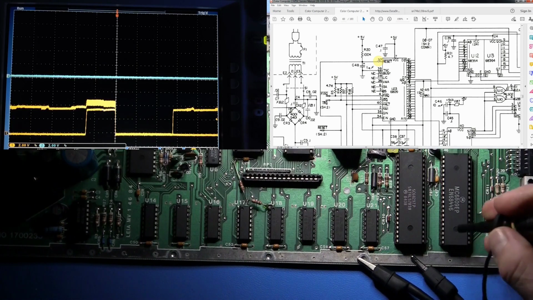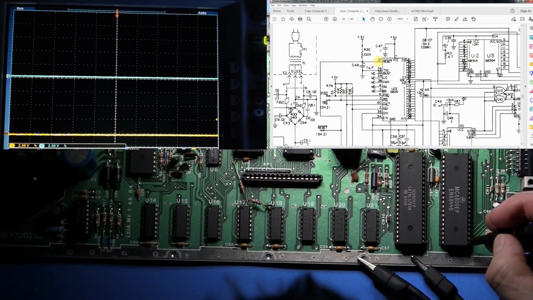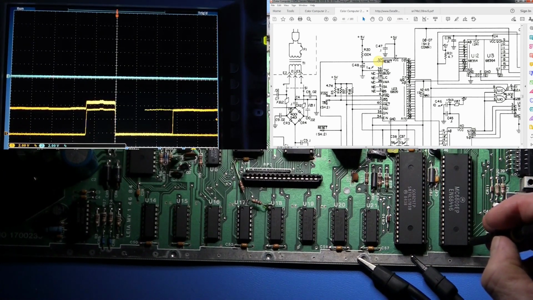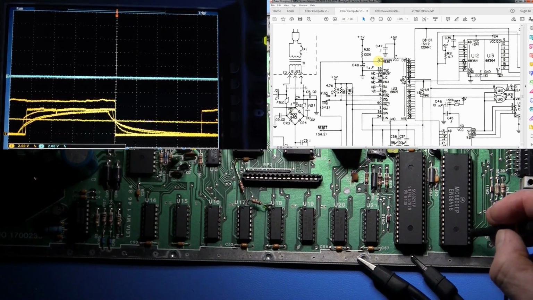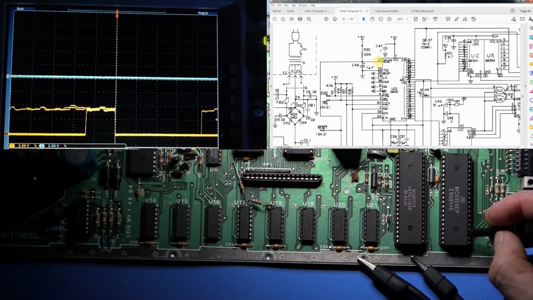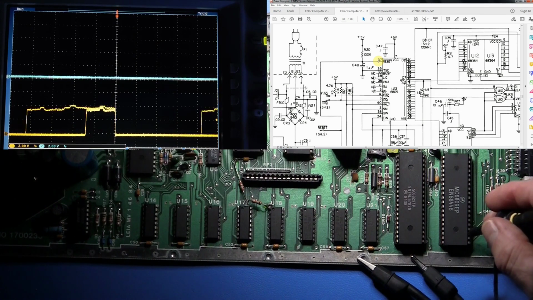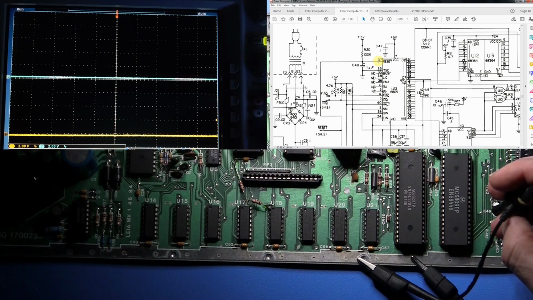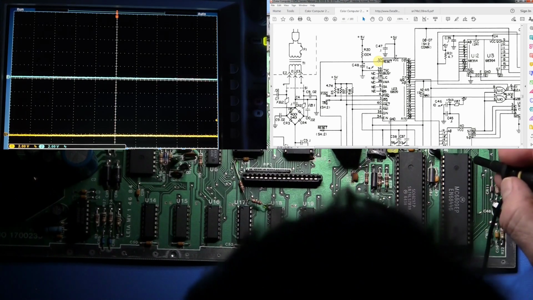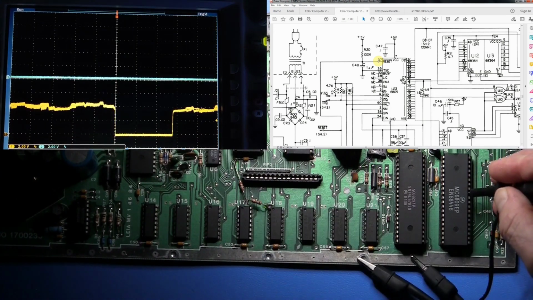Continuing on up, this will be address 13 on pin 23. I'm sorry, on pin 21. Address 14 on 22, and address 15 on 23. Okay, all the address pins were working. Read write. That is on pin 32. That's the read write pulse. That looks like it's working.